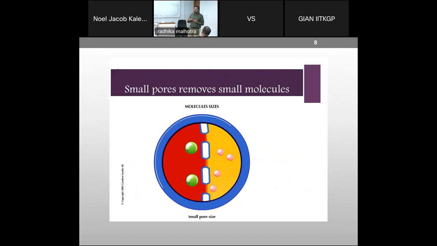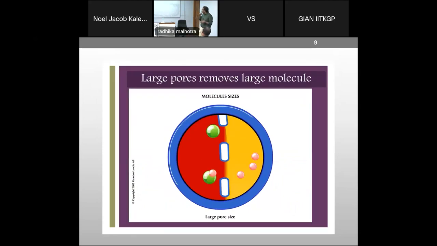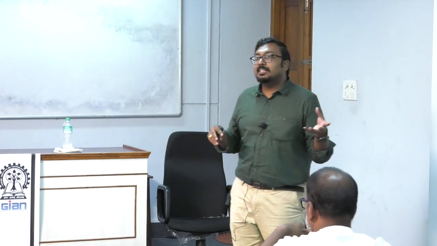we also have metabolites that are greater than 500 Daltons that have to be removed. So you require larger pores so that your larger contaminants or larger metabolites can be removed. But now the problem is you also have blood cells, white blood cells, red blood cells, or some proteins that should not pass through. So that is the challenge here.